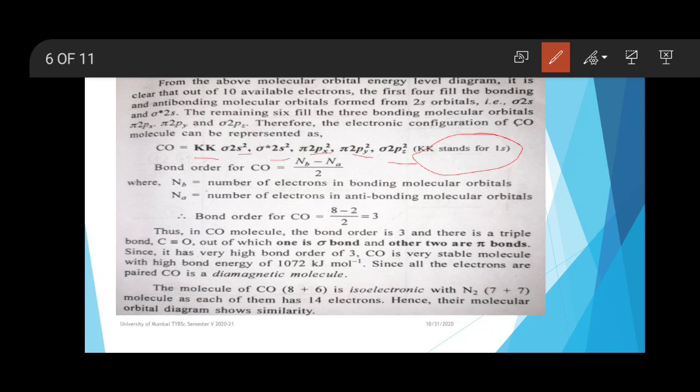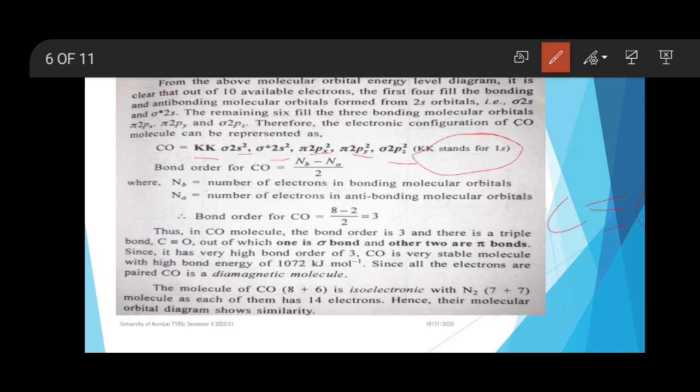So the total number of bonds between carbon and monoxide will be 3. So the structure will be like this: C triple bond O. Thus in the CO molecule the bond order is 3 and there is a triple bond, C triple bond O, out of which one is a sigma bond and the other two are pi bonds.